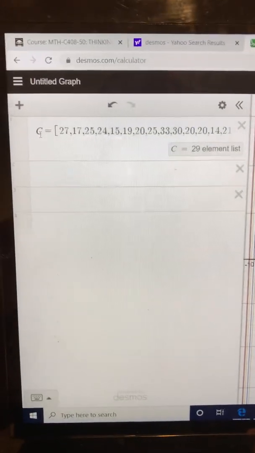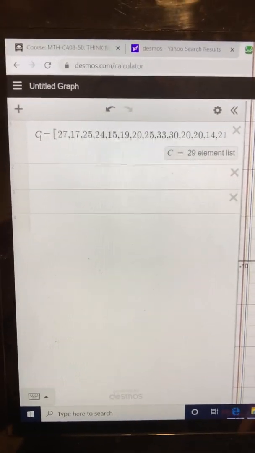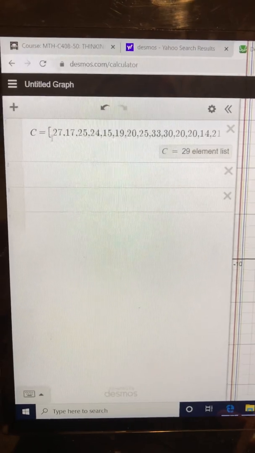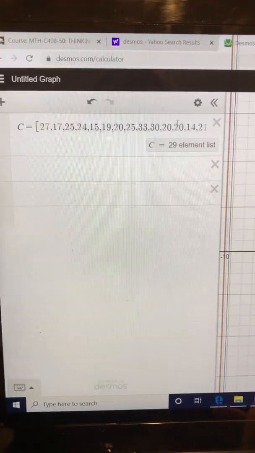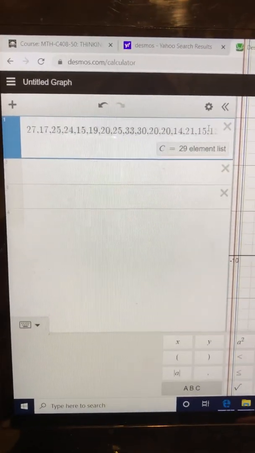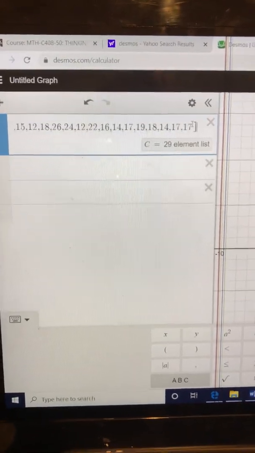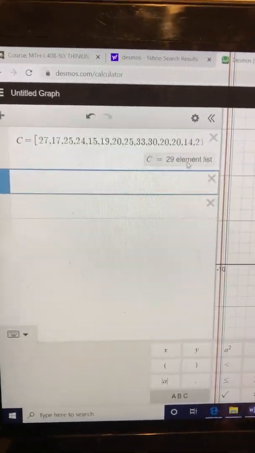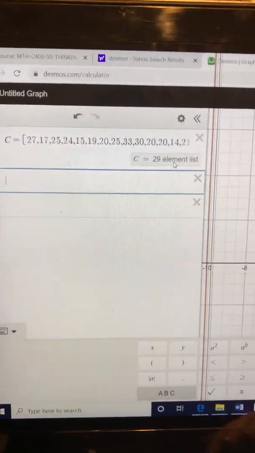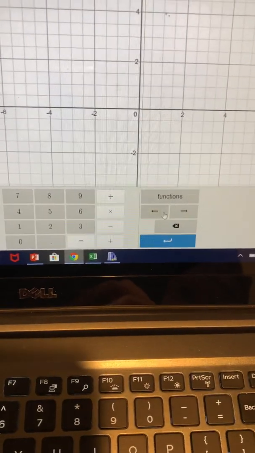So I define C, since we're dealing with cookies and chocolate chips, is equal to, to define a list, you do a bracket, and then you just type them all in with a comma. And so here's my whole list of numbers. And then it says there's 29 elements in that list, which is fine. And then what you do is you want to go to functions down here.